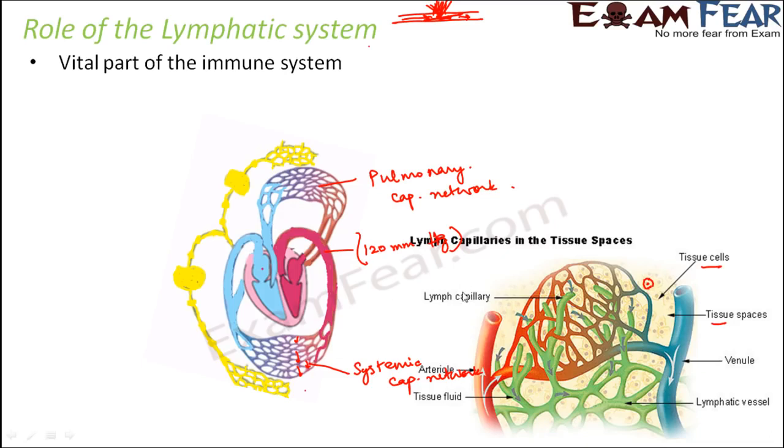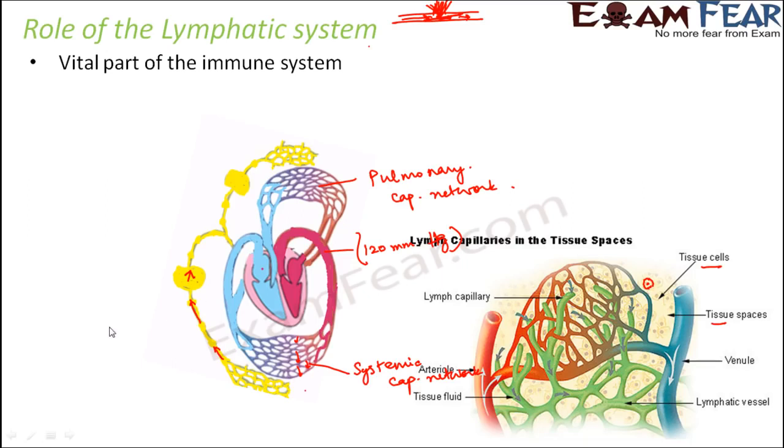This fluid, which contains mostly water and some small amount of proteins, is termed as the lymph, and this lymph enters into the lymphatic capillaries. Once it enters into the lymphatic capillaries, these lymphatic capillaries join together to form thicker tubes called the lymphatic vessels. Here you can see these are the lymphatic vessels. Now, these lymphatic vessels then pass through the lymph nodes. So this lymph will pass through the lymphatic vessels to the lymph nodes.